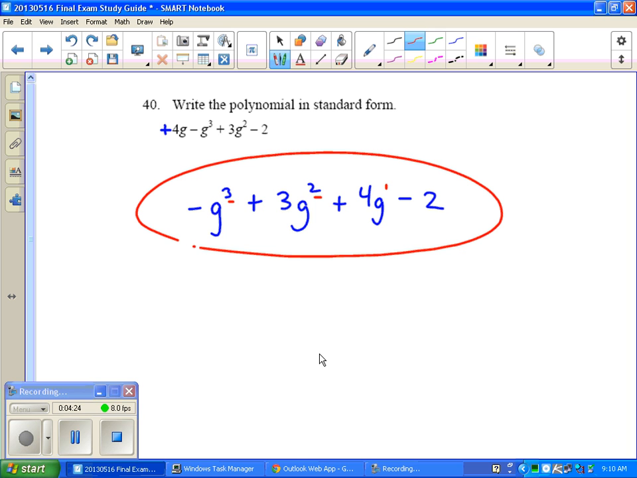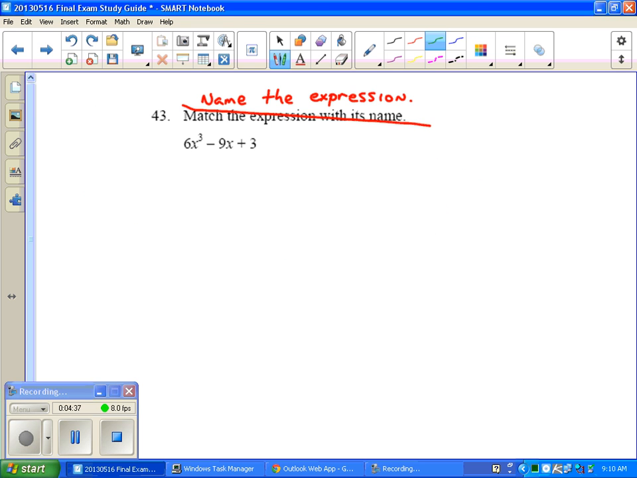Again, if you look back at 40, the degree of 40 would be 3, because out of these monomials, there's 1, 2, 3. There's 4 terms up here. That's why you don't add up 3 plus 2 plus 1. This one would just be 3. This is 11 and 13.